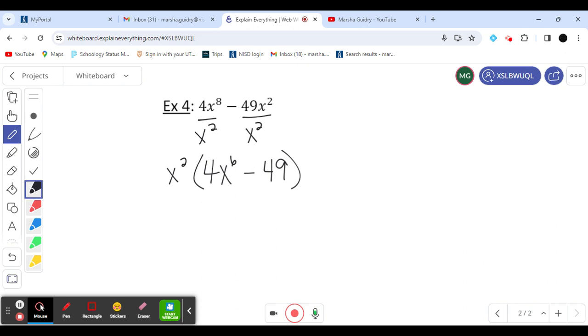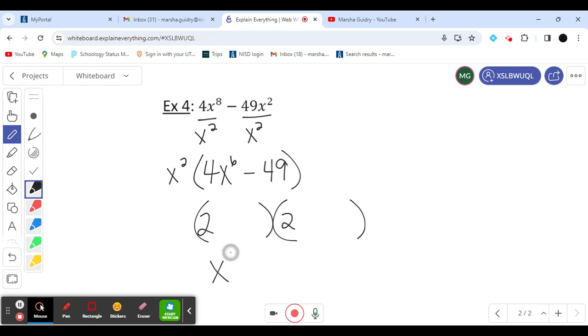And now I have the difference of two perfect squares. You've got to make sure it's always the difference. You're never allowed to factor the sum of two perfect squares. It's not possible. So I'm going to set up my two empty sets of parentheses. What value times itself makes 4? That's just a 2 times 2.